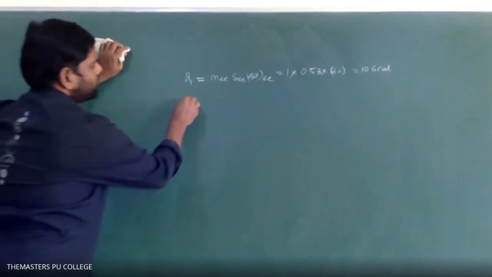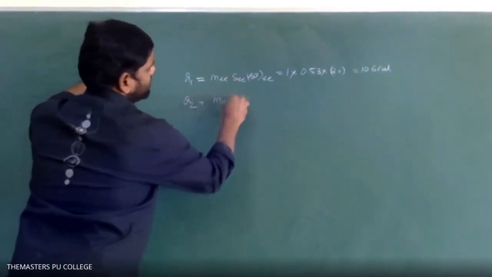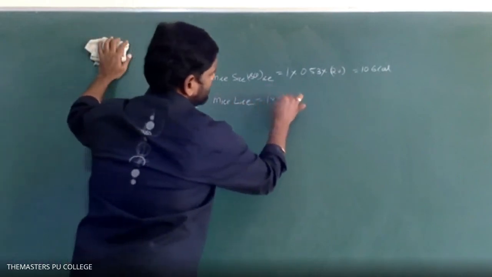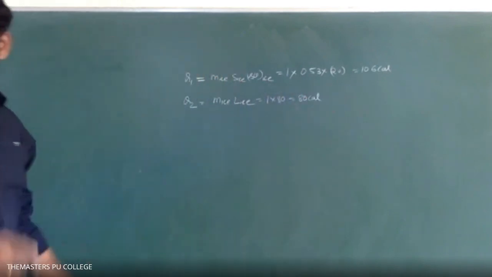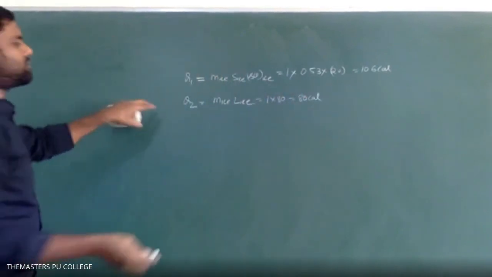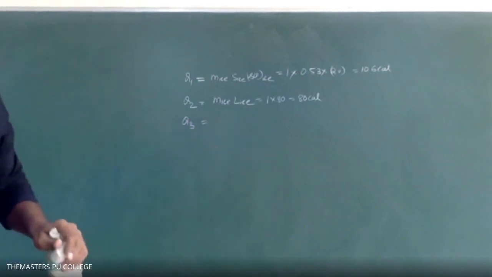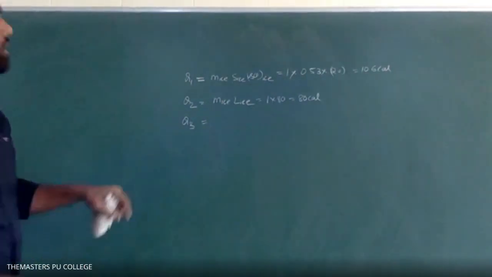So Q2 equals what can I write? Mass of ice into latent heat of fusion of ice, that equals 1 into 80, which equals 80 calories, for only 1 gram of mass. That's all. Next, Q3. Q3 is the heat supplied between C and D. Between C and D, the water temperature is raised from 0 to 100.